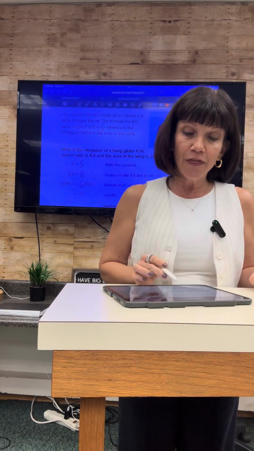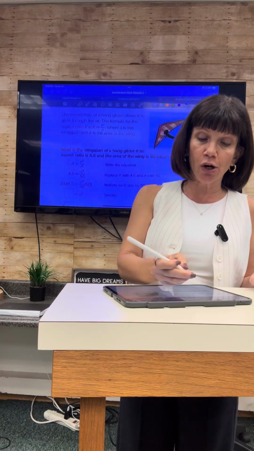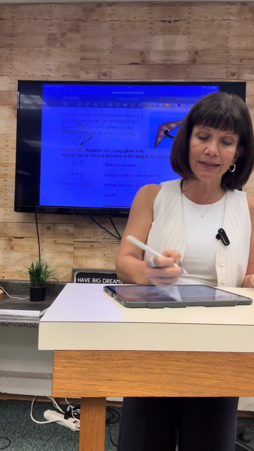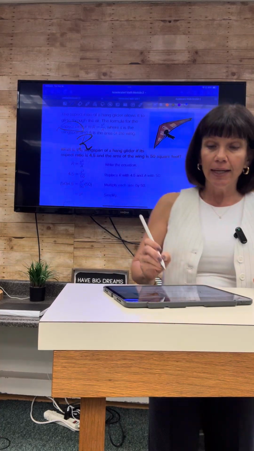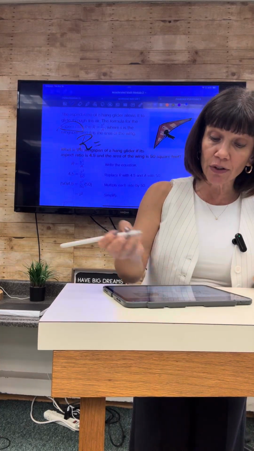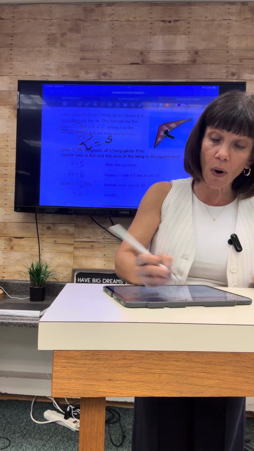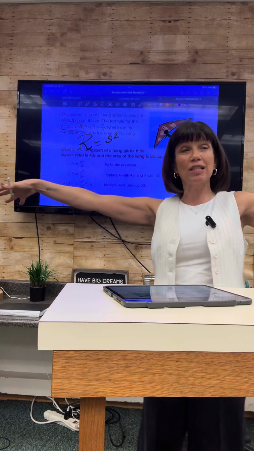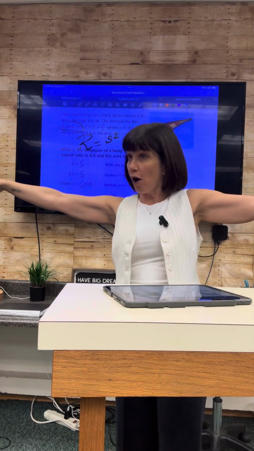All right. The formula for the aspect ratio R. So the aspect ratio is called what, class? R. R equals S squared, where S is the wingspan. Do you know what they mean by wingspan? How far apart it is. Good. How long it is, how wide it is.